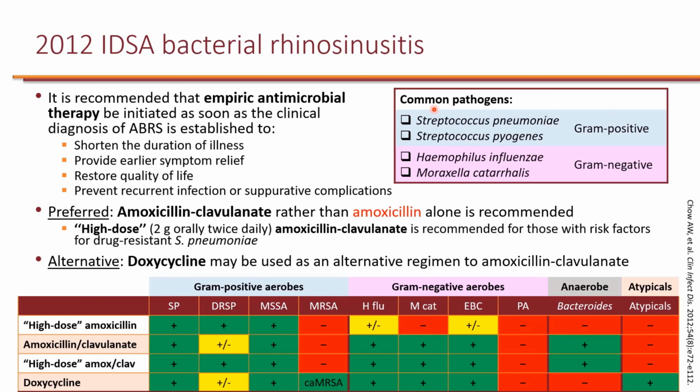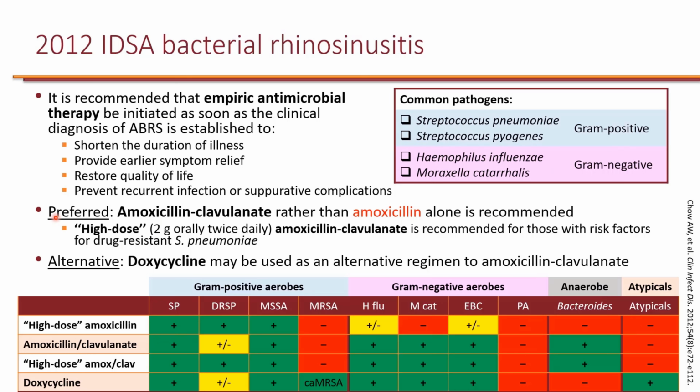Now, keep in mind that the common pathogens for bacterial rhinosinusitis are strep pneumo and strep pyogenes, which are gram-positive, and H. influenzae and Moraxella catarrhalis, which are gram-negative. Gram-positives stain blue on gram stain, so they are positively blue for you, and gram-negative organisms stain pink on the gram stain. So that's the primary difference between those two.